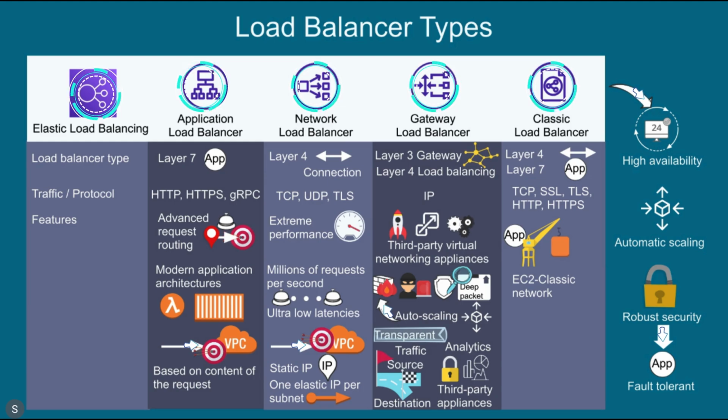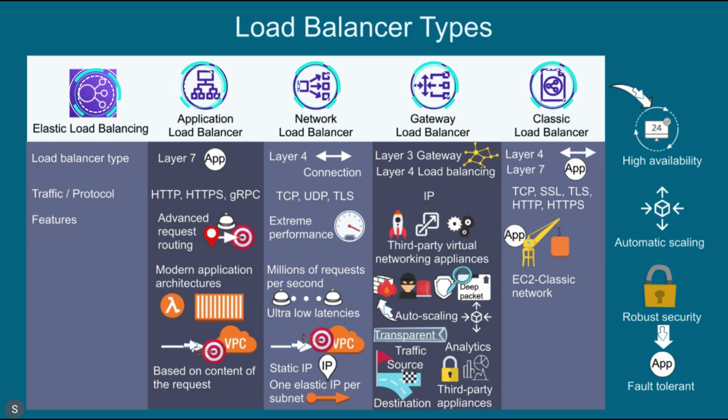Network Load Balancer functions at the connection level, Layer 4. It is best suited for load balancing of TCP, UDP, and TLS traffic where extreme performance is required. Network Load Balancer can also route traffic to targets within Amazon VPC and is capable of handling millions of requests per second while maintaining ultra-low latencies. It supports static IP addresses. You can also assign one elastic IP address per subnet enabled for the load balancer.